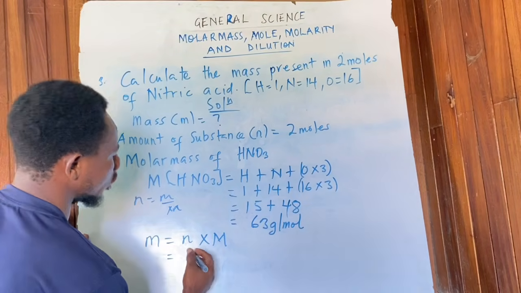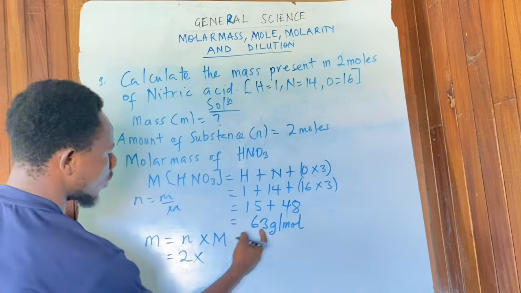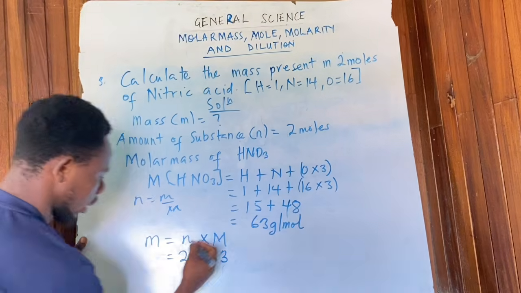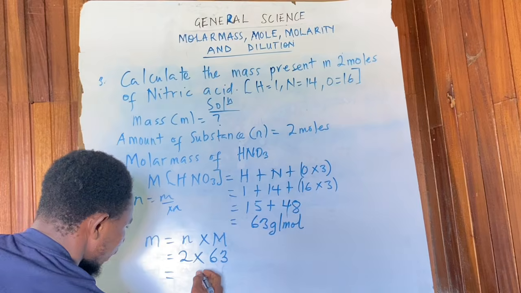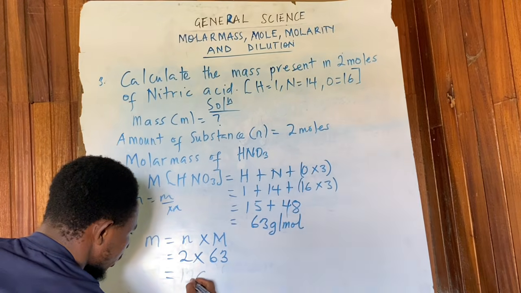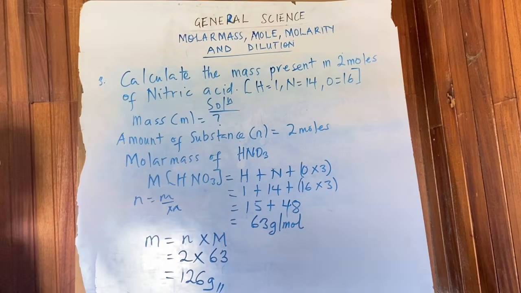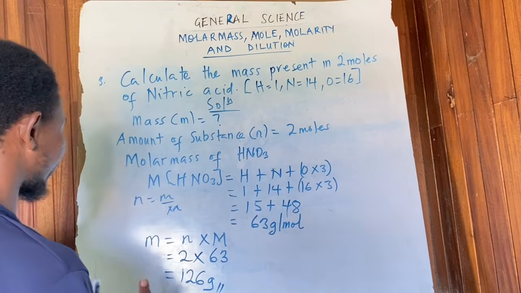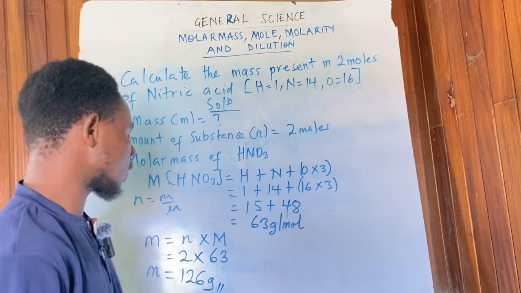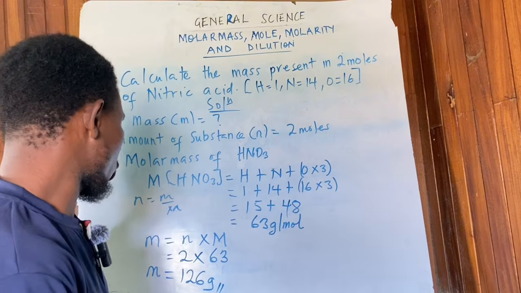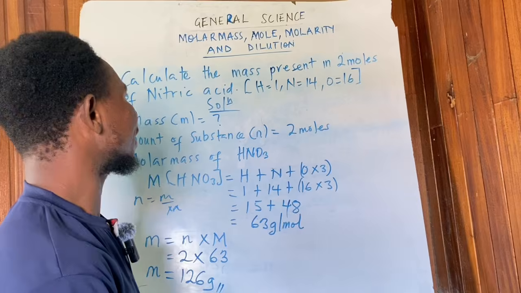So our n is 2 moles, times our molar mass, which is 63. So 2 times 63 is 126 grams. So our mass present is 126 grams. Now we are done with our mole, our molar mass, then our mass.